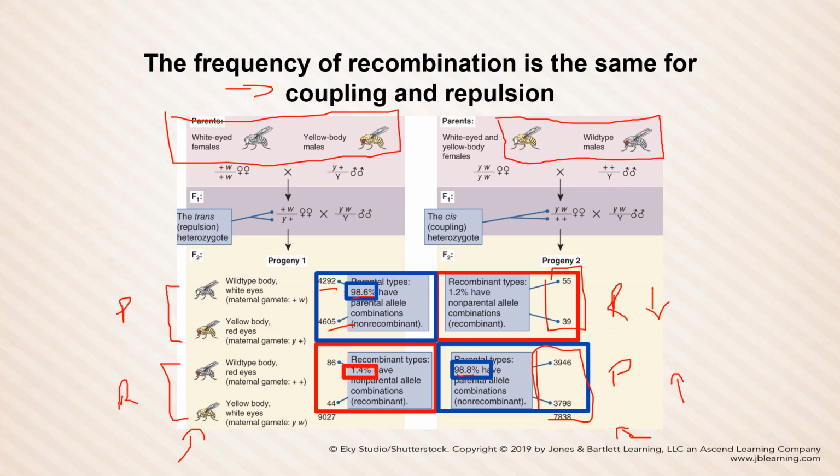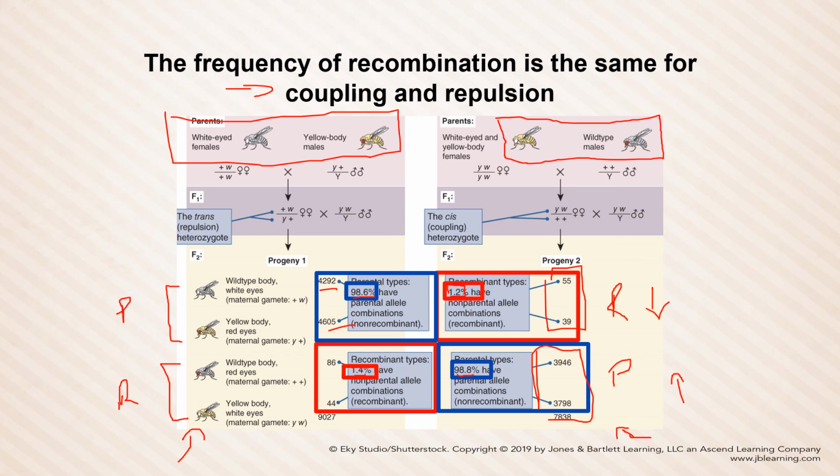And here the recombinants will be 1.4, and here you have 1.2. Again, very close. So it shows that the frequency of recombination between the gene white and the gene yellow, they are very close to each other. Okay.